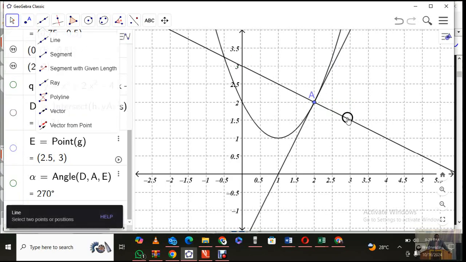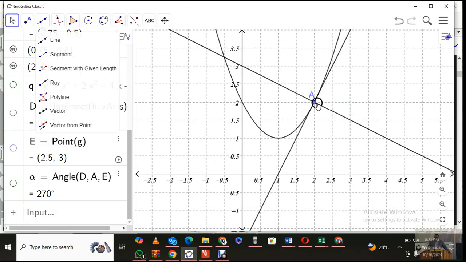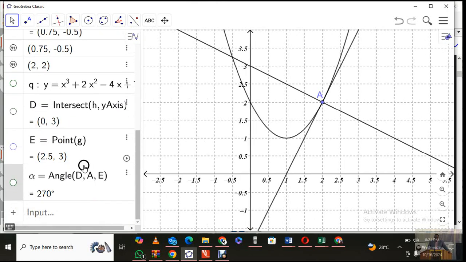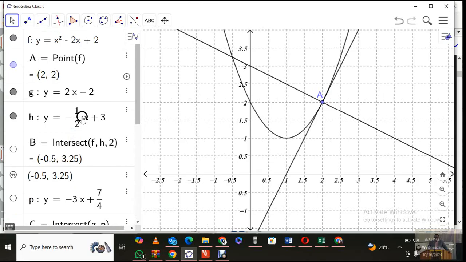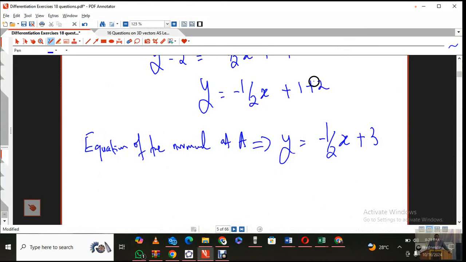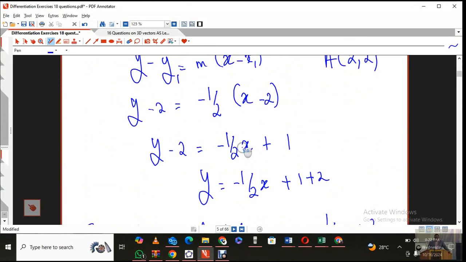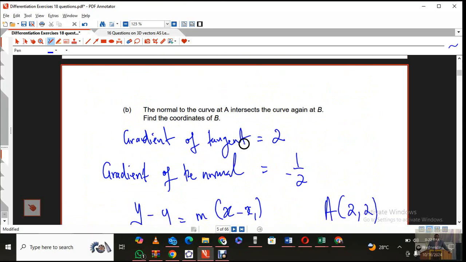So this is the tangent and this is the normal, and they make 90 degrees and they share the same point. That equation that I have worked out from before, which is -1/2 of x plus 3, you can see it cuts at 3. Now, very important, if we go back, so we have the equation. In this particular case, they wanted us to determine the equation of the normal to the curve at A.